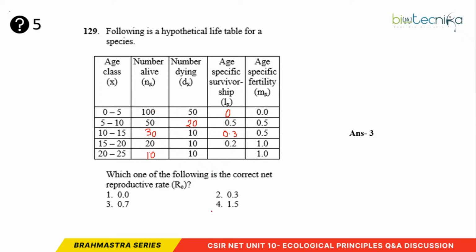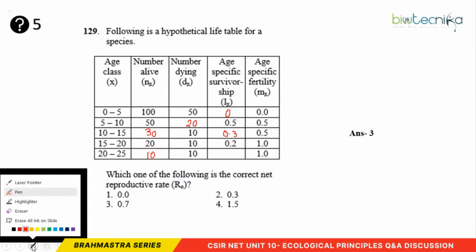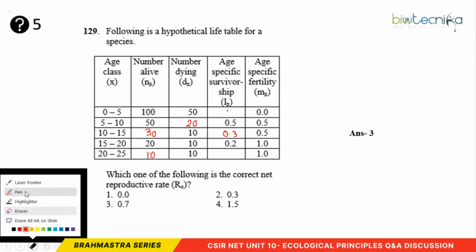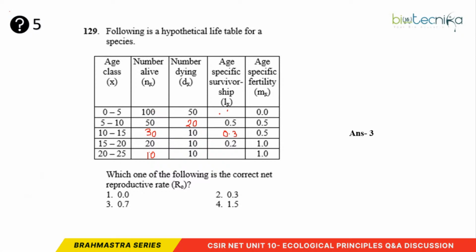Sorry, I made a mistake here. This is obviously 100 upon 100, which is not 0, it is 1, right? So this is 1. 100 upon 100 is 1. Okay. So now 10 upon 100 will be 0.1.